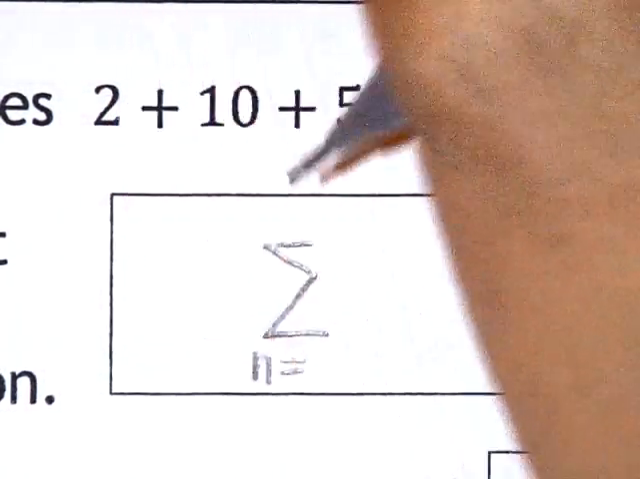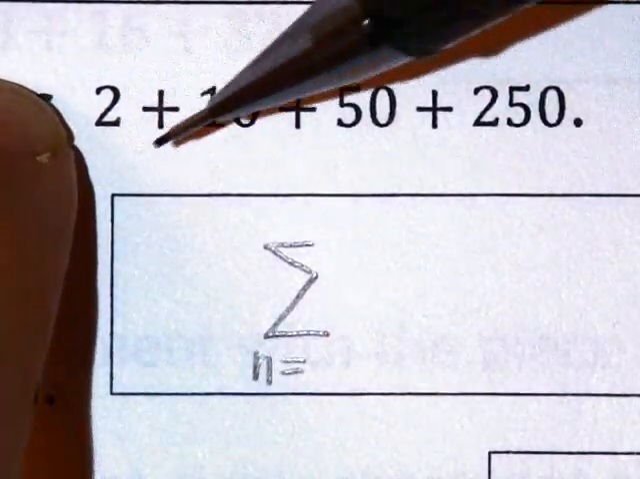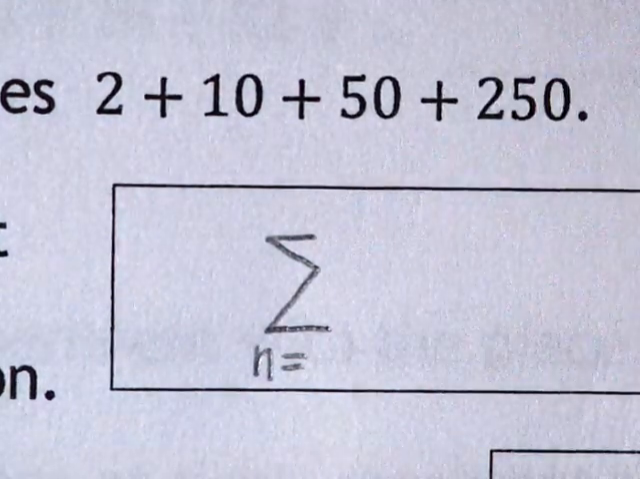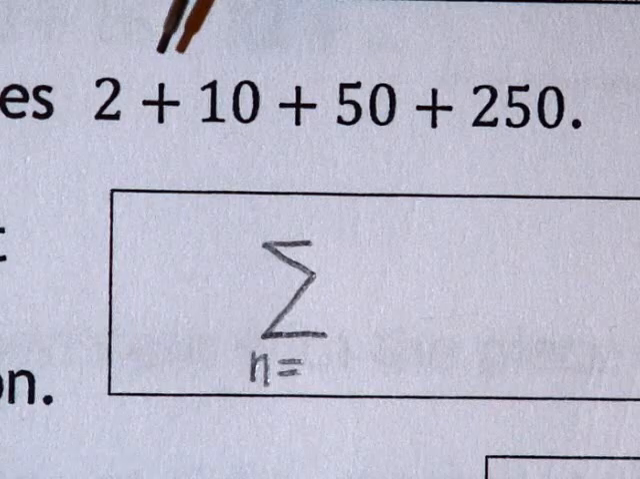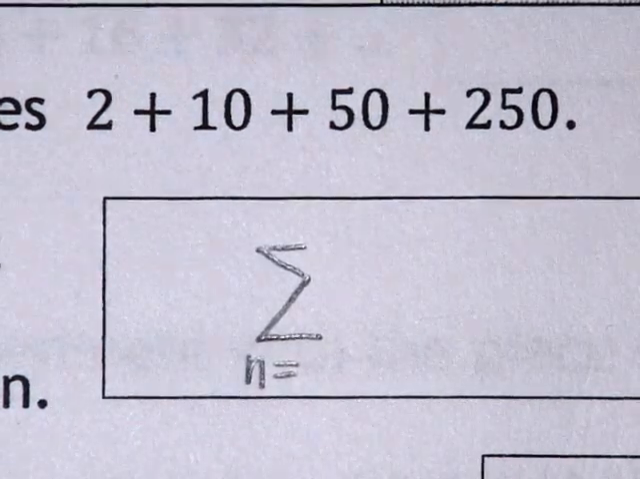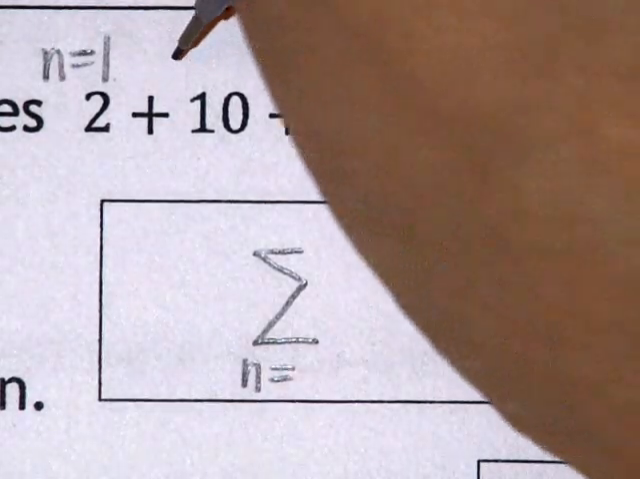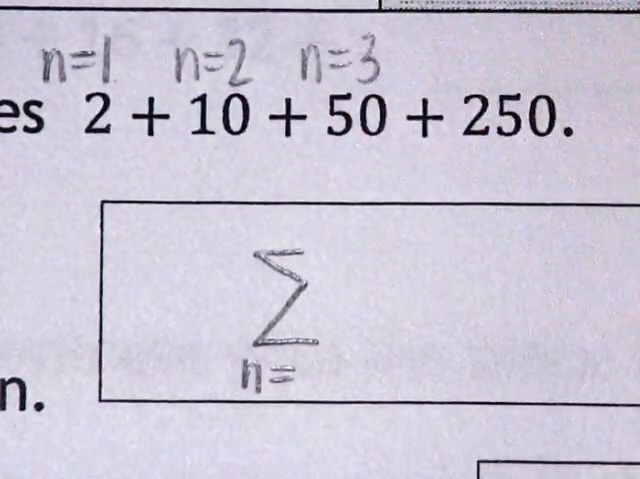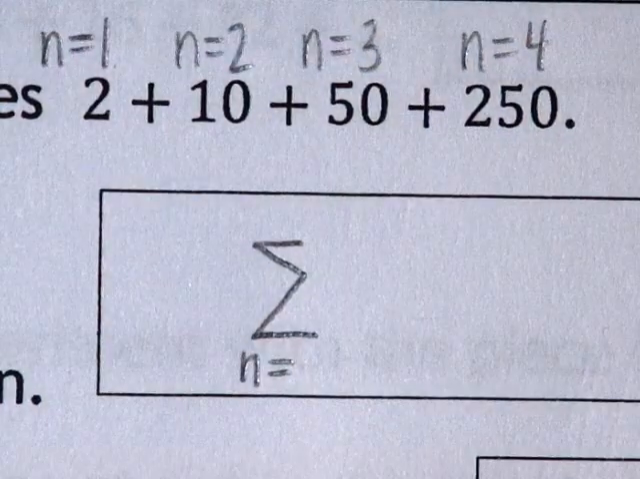It needs to tell us at the bottom where we're starting, n equals, and then a number to tell us which term we want to begin with, and then a number at the top to tell sigma where to stop counting. So as I look at the series as it's given to me in question number 1, I see that the first term they're giving me is 2. The second term they're giving me is 10. The third term they're giving me is 50. And the fourth term they're giving me is 250.